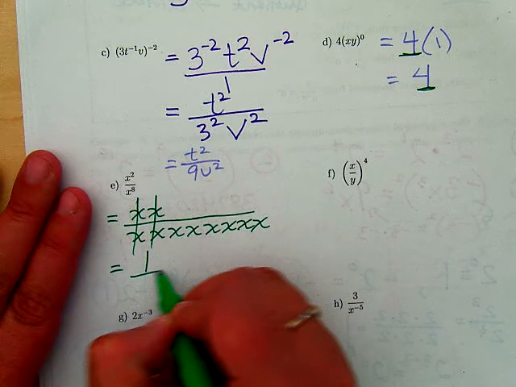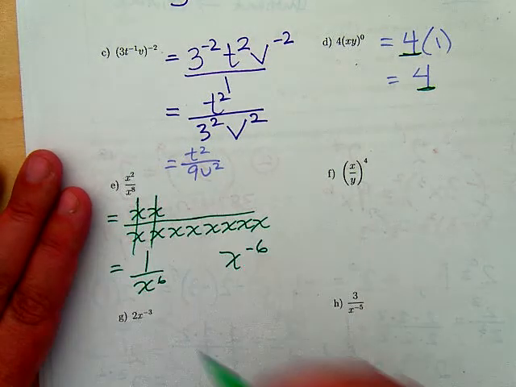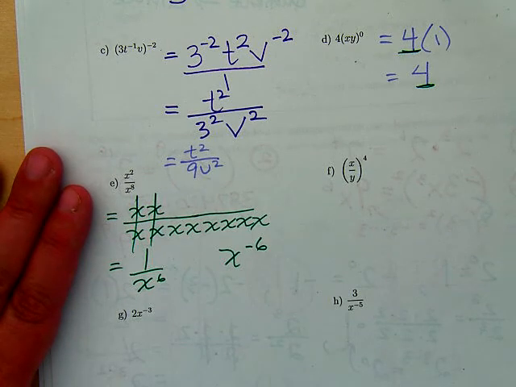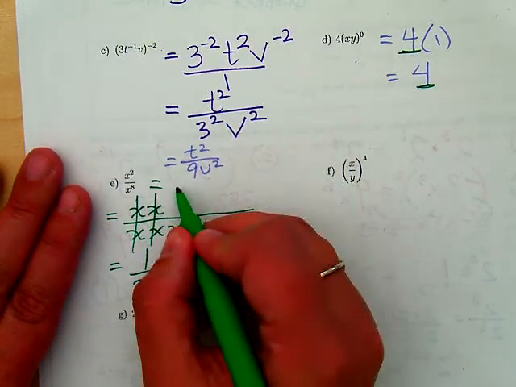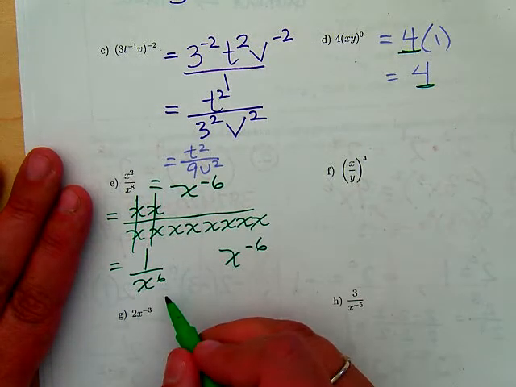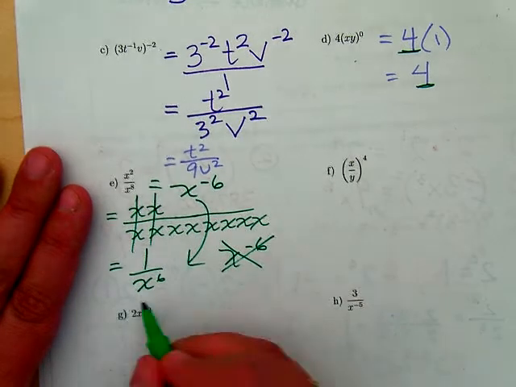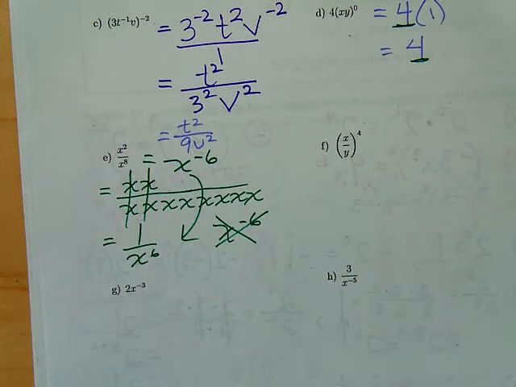1 over x to the 6. Now, did anyone get x to the negative 6 when you subtracted 2 minus 8? That would have been the same thing. If you got x to the negative 6, you would want to flip it, right? So we don't want this. This is not our final answer. We want our final answer to have a positive exponent. We don't want to let any of our tenants be feeling negative. Yes?